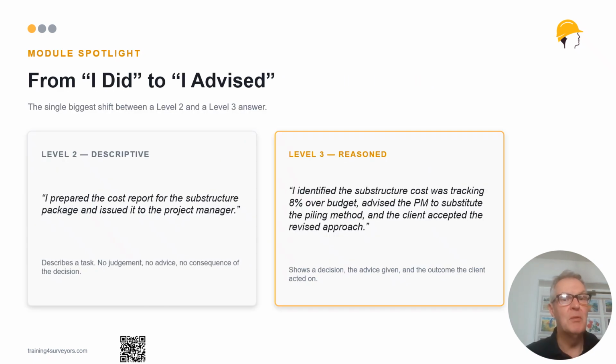Read both examples on the screen slowly. The words identified, advised, and the client accepted are all doing the work here. They show judgment and consequence, which is exactly what level 3 competence is marked against. In the workbook that comes with the module, you'll rewrite 3 of your own examples using the same pattern.